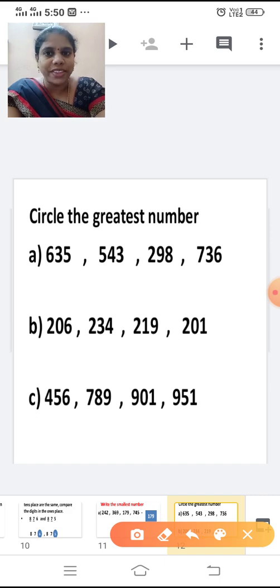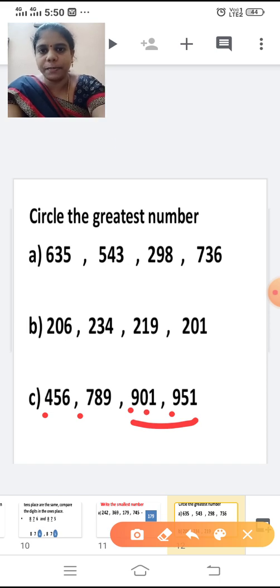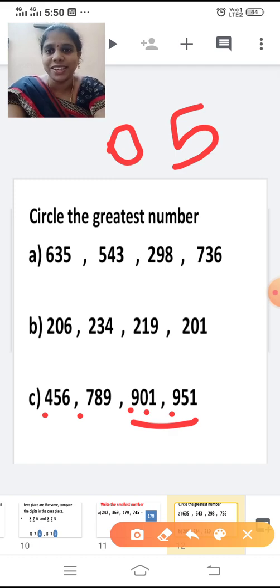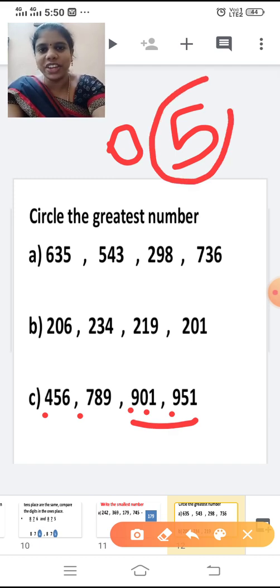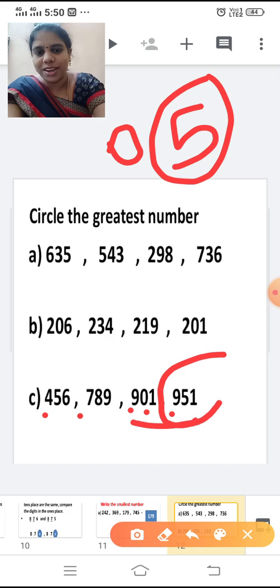Now we are going to circle the greatest number, right? First see the hundreds place now. Here we have 4, 7, 9, 9. So 9 is greater. Now compare between these two numbers, which is greater. Now see the tens place. Here we have 0 in the third number and 5 in the last number. Now tell me which is greater, 0 or 5? 5 is greater. So 951 is the greatest number.